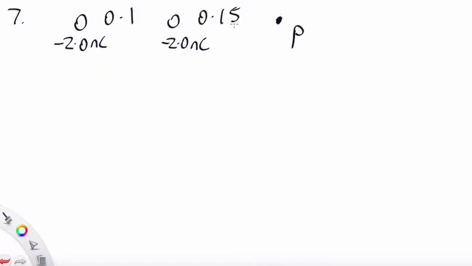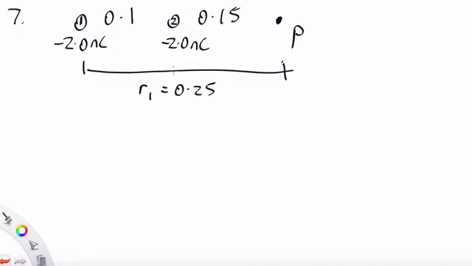We have 2 point charges. Each of them is -2 nanocoulombs. And we have a distance of 0.1 in between them, and then we have a point P here that is a distance of 0.15 from, I'm going to label that charge 1, and that is charge 2, so that R1 is going to be 0.1 plus 0.15, so that's 0.25, and then we have R2 is 0.15.